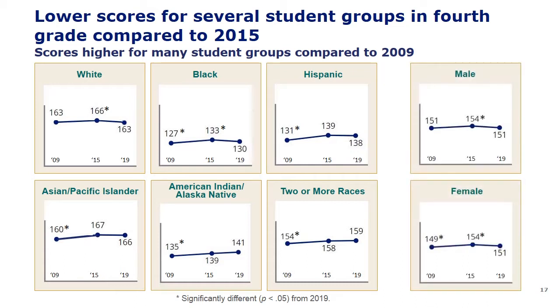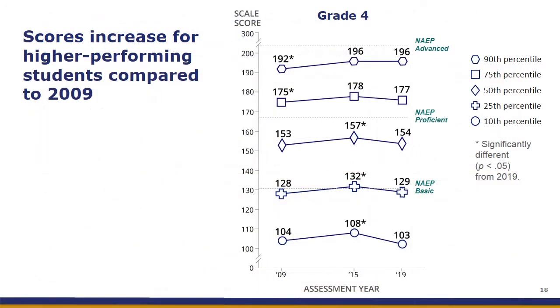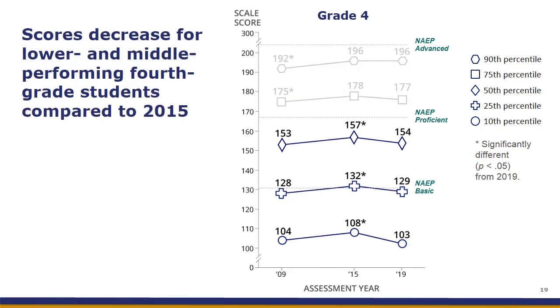The gender story is also interesting. While both boys and girls did show a decline from 2015, girls are still performing better than they did a decade ago. Boys are not. Turning to our percentiles, you see from 2009, higher performers have improved, while others have remained flat. And like we pointed out a moment ago, middle and lower performing students have shown declines compared to the previous assessment.